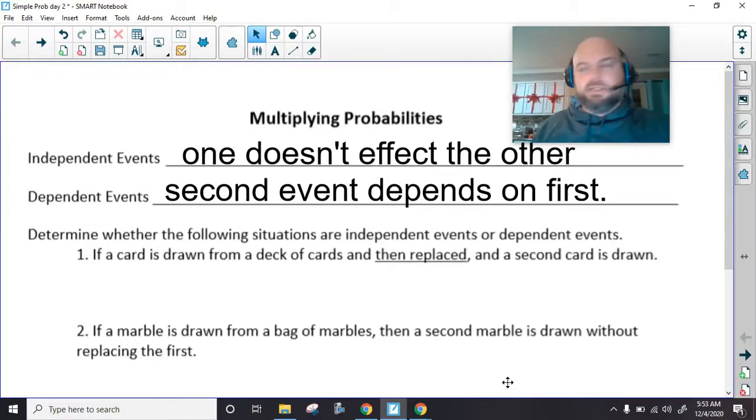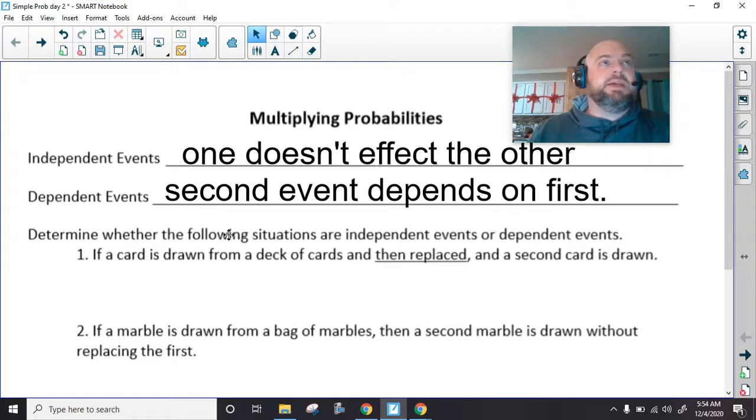All right, so today we're going to move on with our lesson on multiplying probability. Today we're multiplying independent and dependent events. One depends on the other.